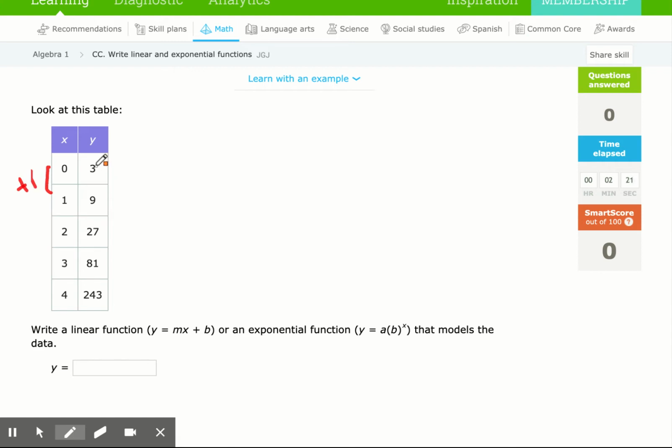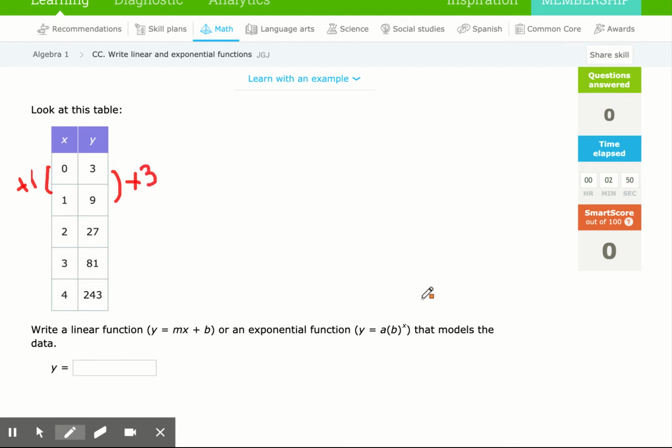On the right side, you have to figure out how you are going to go from a 3 to a 9. Well, you could add 6, or you could multiply by 3. So now what I would probably do is look at the next set of numbers. If I add 6 to 9, I'm going to get 15, which isn't the next number. But if I multiply 9 by 3, I'll get 27. So here I must be multiplying by 3 each time, which means this is going to be exponential.